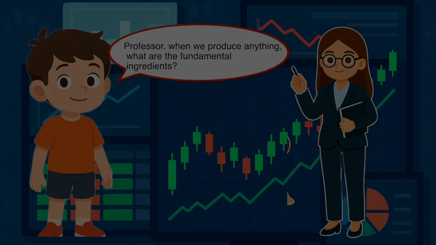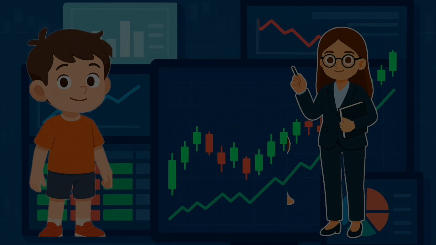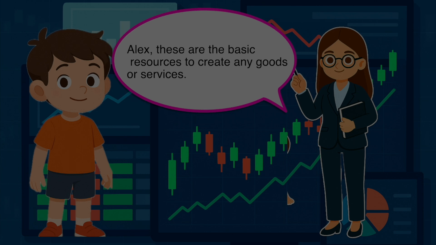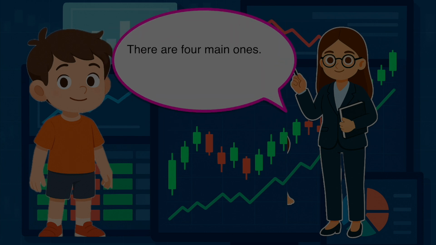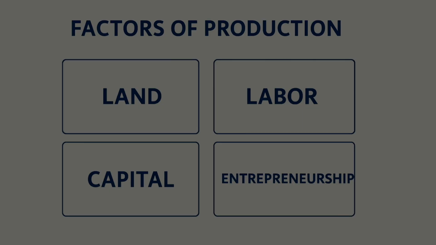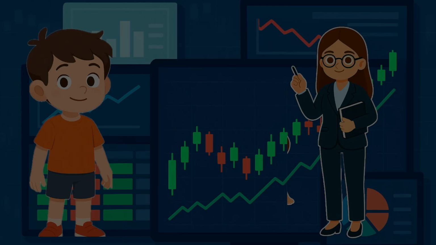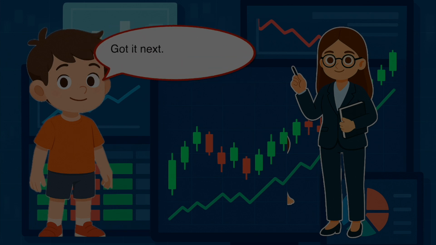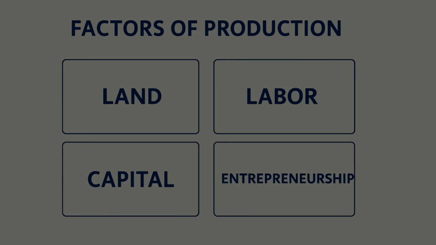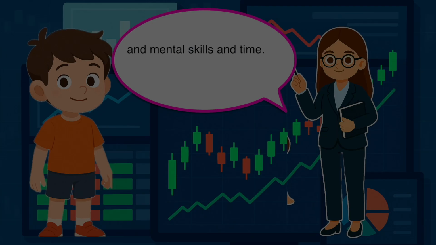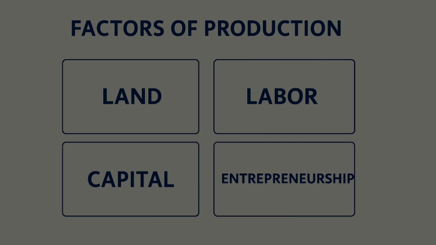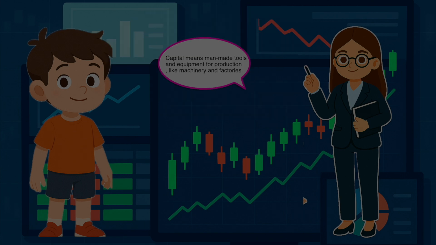Professor, when we produce anything, what are the fundamental ingredients? What are the factors of production? Crucial question, Alex. These are the basic resources to create any goods or services. There are four main ones. First, land. This is all natural resources, minerals, water, forests. Got it. Next. Then labor, human effort, both physical and mental, skills, and time. And capital. Capital means man-made tools and equipment for production, like machinery and factories.